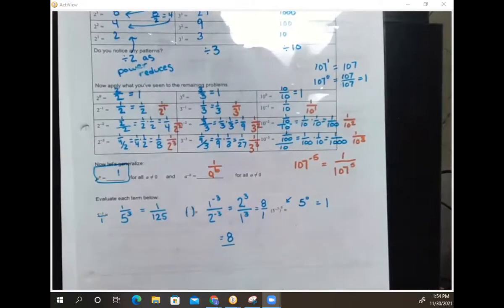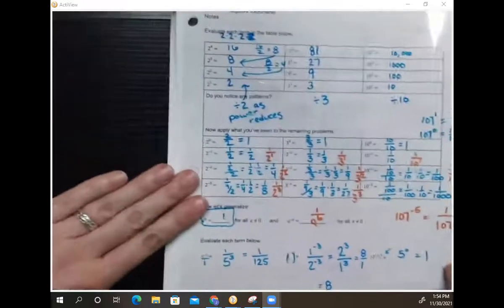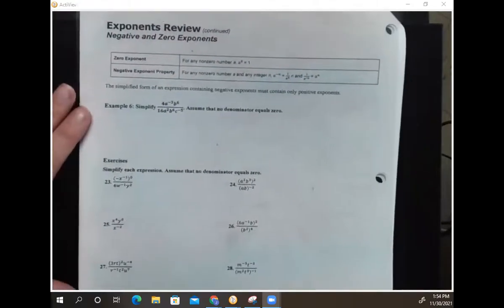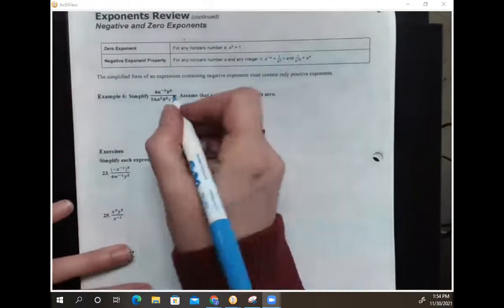Let's take a look at a few more examples on the next page. So go ahead and turn the page for me. We're going to take a look at page 12 with our 0 and negative exponents. So let's take a look at example 6 up at the top here.